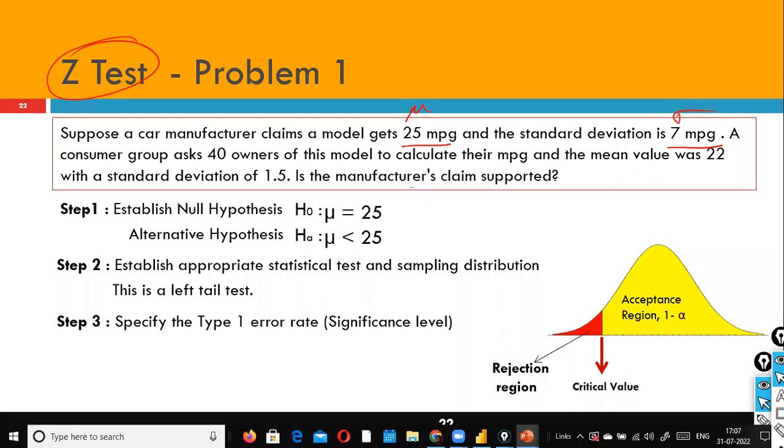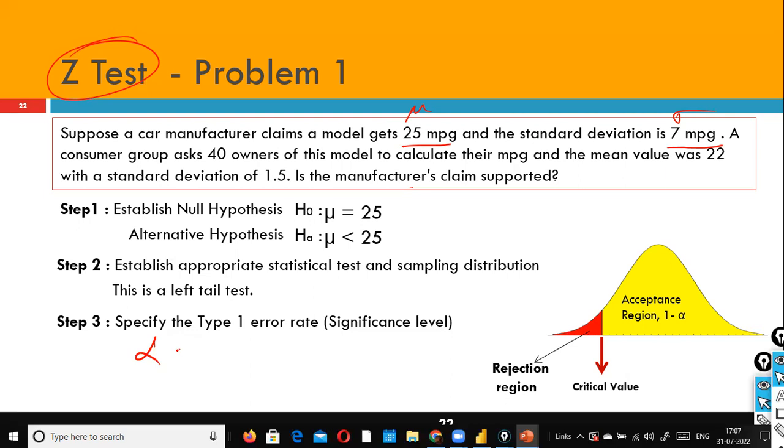So it's something like type 1 error rate: specify the type 1 error rate or significance level. Both of them are the same. Here we are determining the probability threshold for making the decision to reject whether the null hypothesis is true or not. This probability is called the level of significance. It is denoted by alpha. We use the alpha notation to define the significance level.